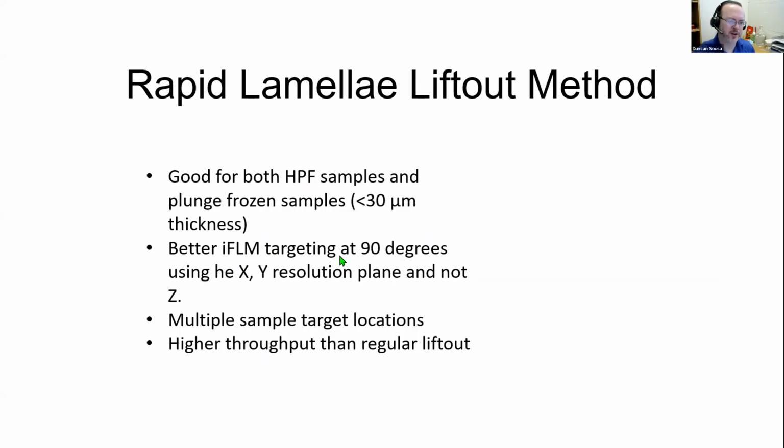We're going to actually target things at 90 degrees to the plane of the grid. So that's going to mean that our resolution is better than the targeting in partially Z, which is going to give us a better chance of actually hitting the target because our lamella is actually going to be straight down through the sample. We're going to lift it out as opposed to having it close to the plane of the sample.